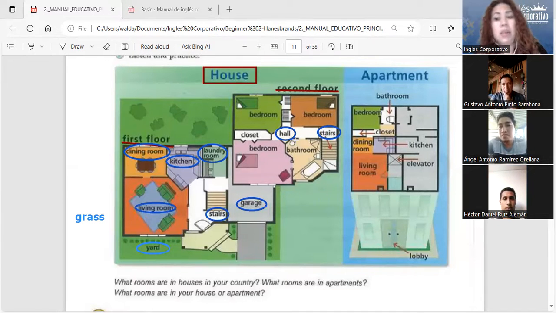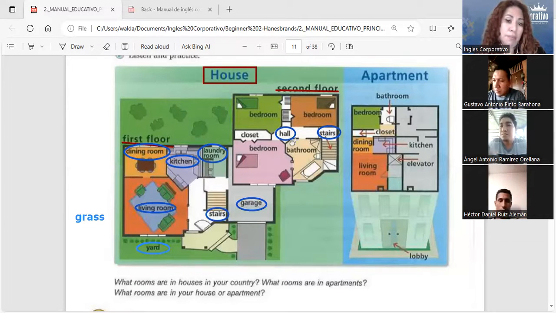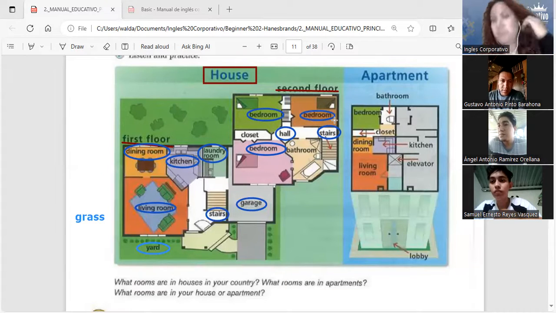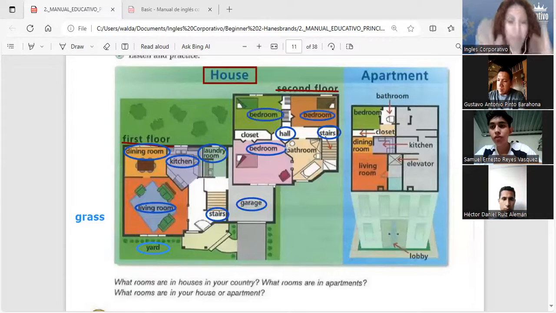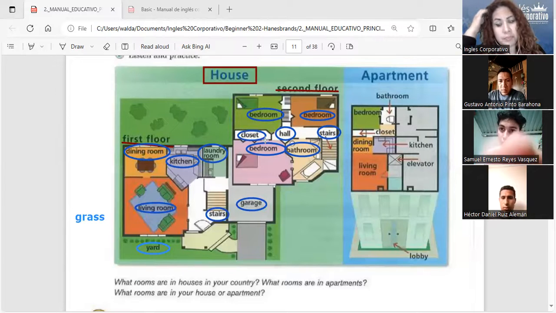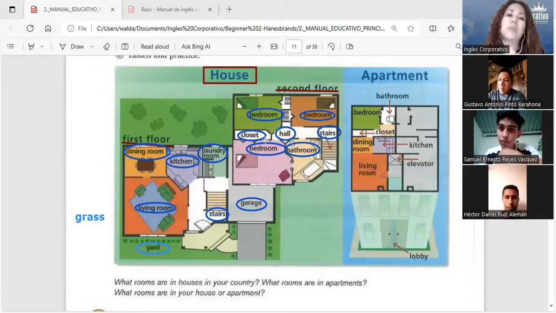Vayan anotando estas palabras porque si no después la ven y dicen, ah, ya no me acuerdo qué es. All right. And then you will see that there are many bedrooms. Habitación o dormitorio. Okay. Very good. And this bathroom, it's the main, the principal bathroom. So it has its own bathroom. What is bathroom? Baño. Very good. And it also has a closet. What is a closet? Armario. Good. Any questions about this? You have questions?